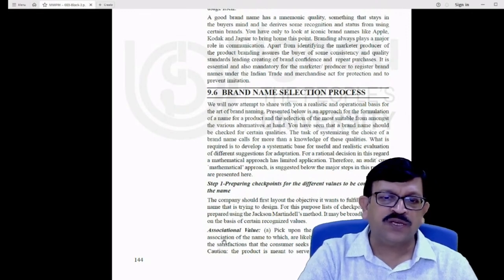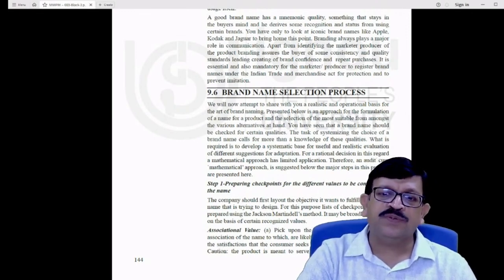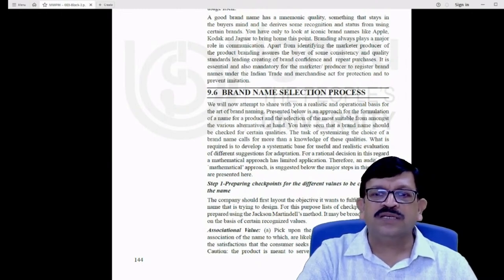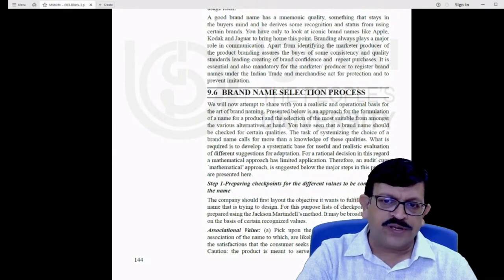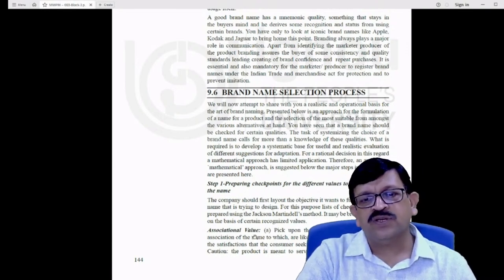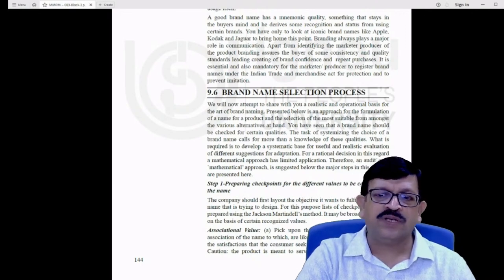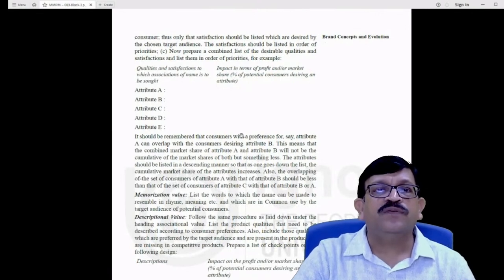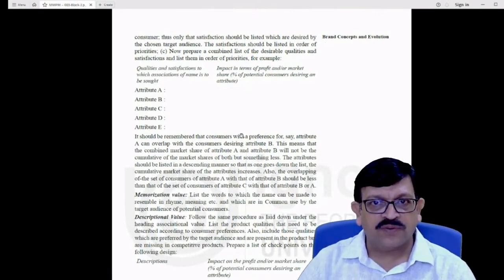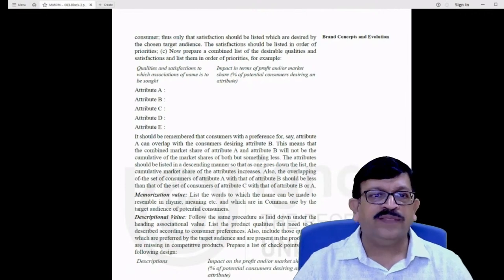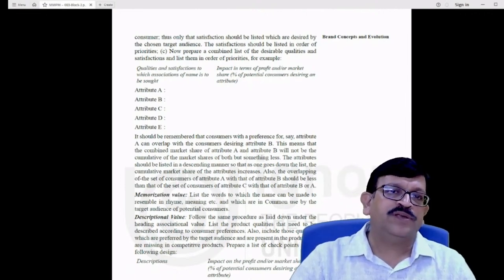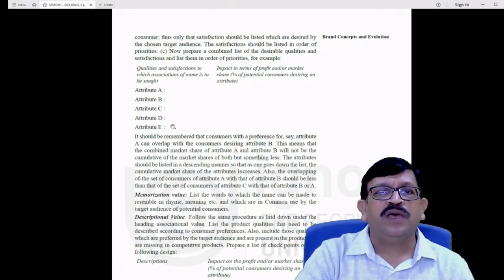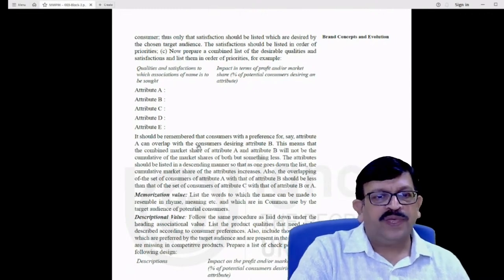For example, the associational value. We pick up certain qualities of the product and the association of the name which it is likely to establish. So, qualities of the product as well as the association of the name: what kind of a name we would like to establish. Then we link it with the various parameters of satisfaction related to those qualities. They are put up in the form of a priority, as you can see here, as attribute A, B, C, depending upon the importance, and the list is prepared.